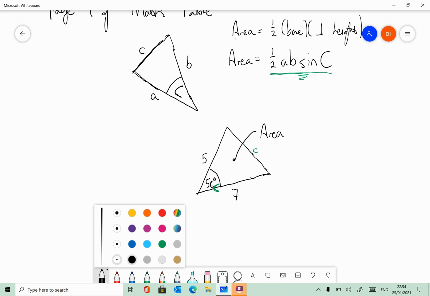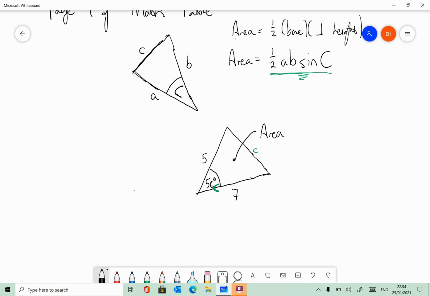Because that's lowercase c, then we can just call this guy here A, and we can call this guy here B. It doesn't matter about the order. For example, I could call this guy here B, and I could call this guy here A. It doesn't really matter.